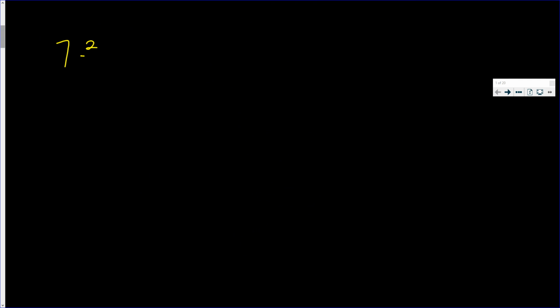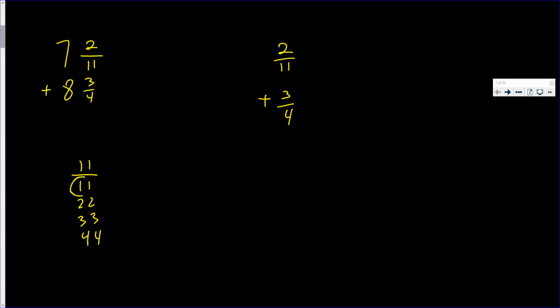Suppose you have 7 2/11 and you want to add 8 3/4. Well, before you can add the fractional part, so let's put that on the side, you have to have common denominators. Now, the 11 table is pretty easy. It's 11, 22, 33, 44. 4 doesn't go in here. It doesn't go in here. Why? Because 4 times 3 is just above. 4 times 2 is too little.